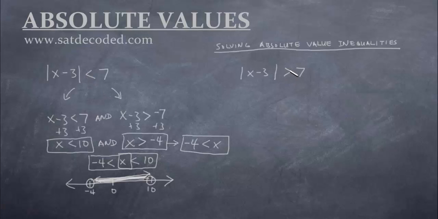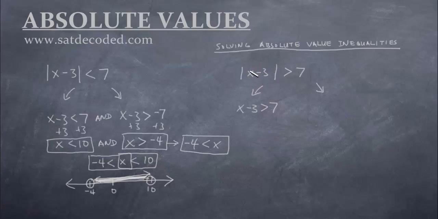But what if we have a greater than sign? Well, a greater than sign is very similar, but instead of the word and, we're going to use the word or. So I'm just going to rewrite the inequality exactly the way it is without the absolute value bars.